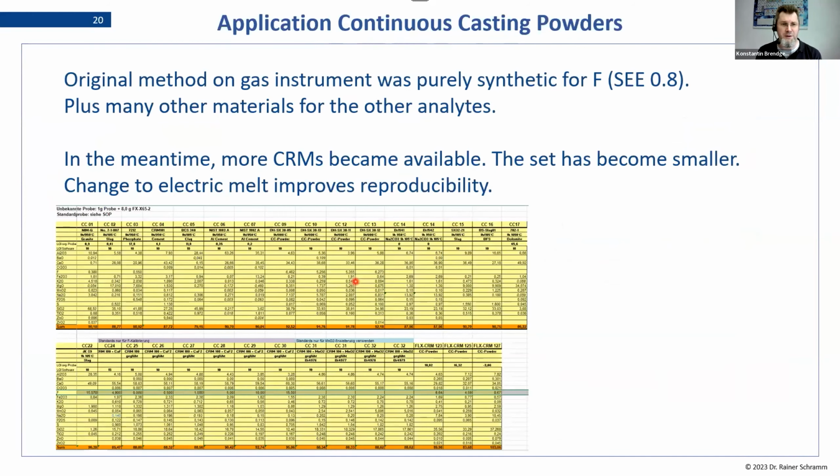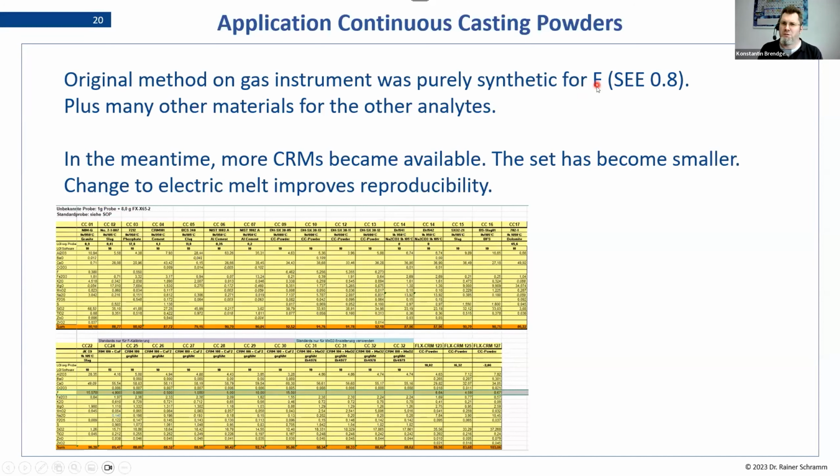We always get a lot of questions about how we run that on the spectrometer. It depends a lot on the spectrometer that you have in your laboratory, of course, but let's go over a few of the details. First of all, as I think I mentioned already, the first time we made a continuous casting powder method was on the gas machine back in the day. The electrical ones were not really available, let's say. So we developed it on a gas machine.